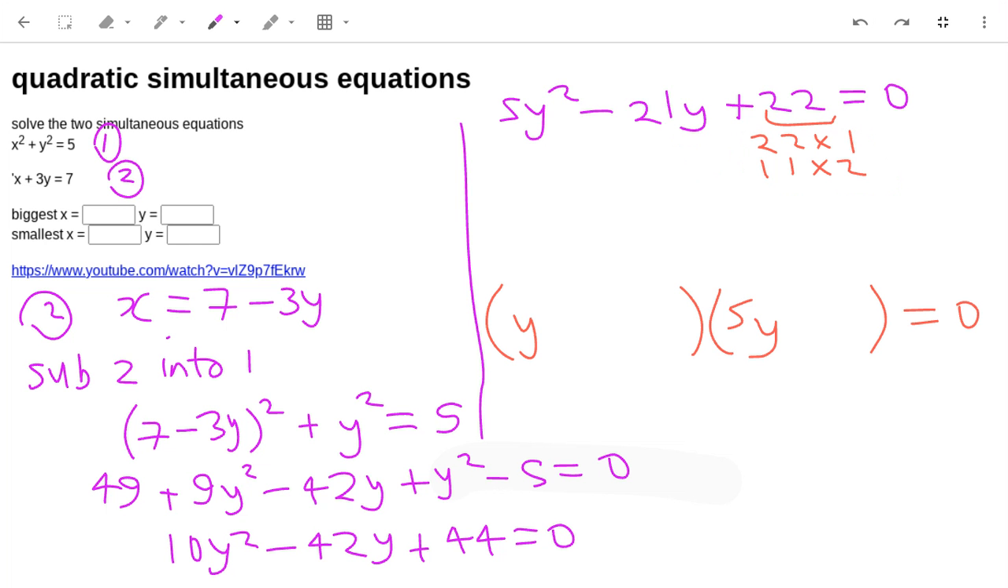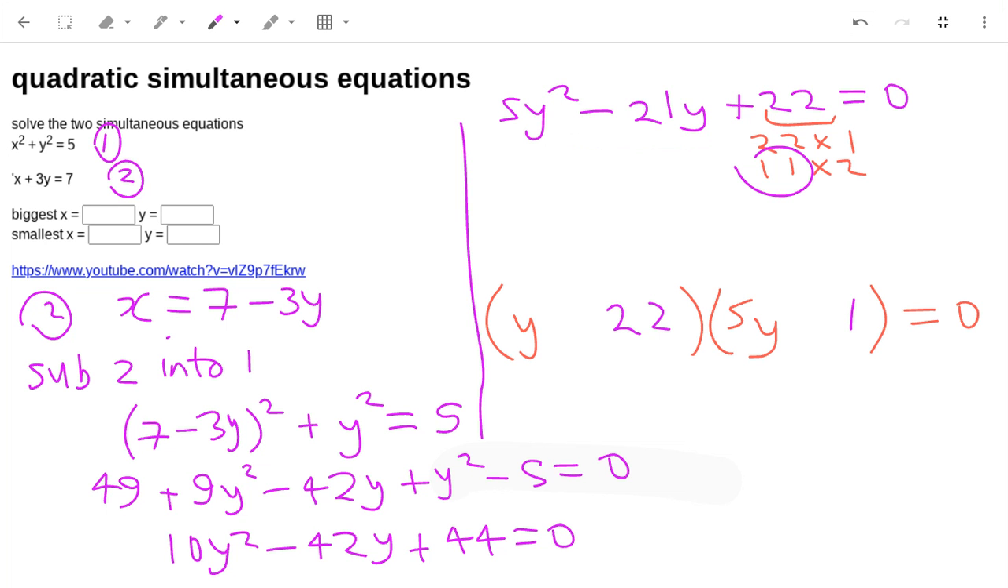But let's just think about it. If I put 22 and 1 in no particular order, when I'm adding the y terms, I have to multiply these two and these two to add to make the 21. So I must make sure that I multiply one of these numbers by 5, and then I look at the sum. And because this is a negative 21, they'll have to both be negative.